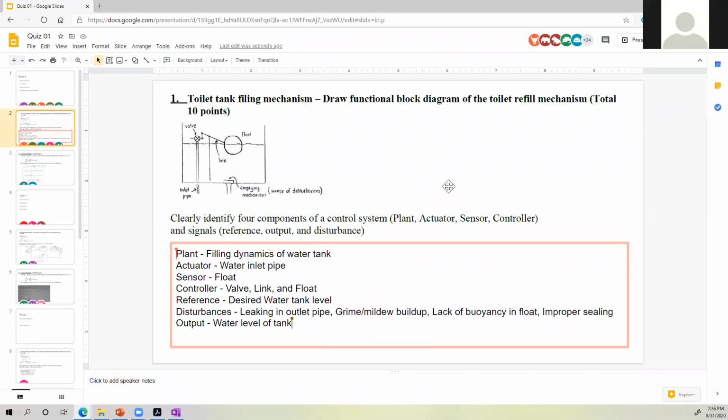So our group decided that the sensor is the float, the actuator is the inlet pipe, the plant is the water dynamics, filling of the tank, and I guess leaving. The controller would be the valve link and I guess the float. Yeah, that's a controller. I have the same opinion. And then the reference. I was going to say the reference is the desired water level, and disturbances can be anything from leaking of the pipe, grime or mildew buildup in the valve or inlet pipe or emptying mechanism, if the float starts sinking, or if there's a crack in the toilet bowl. And then the output is when water leaves the tank through the emptying mechanism.